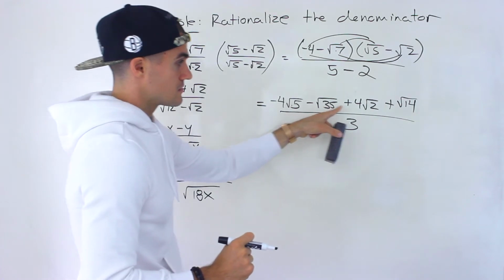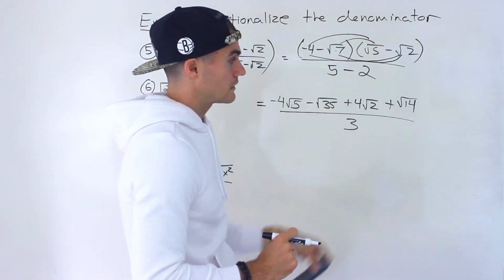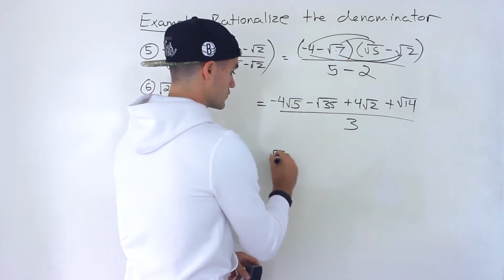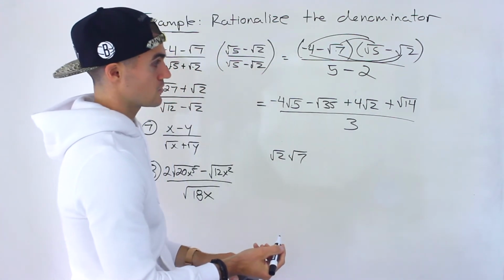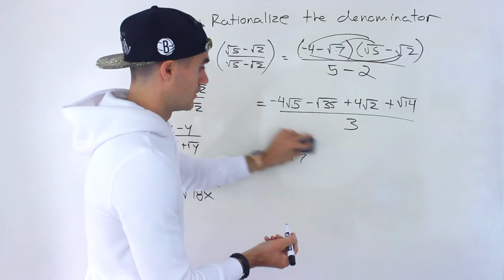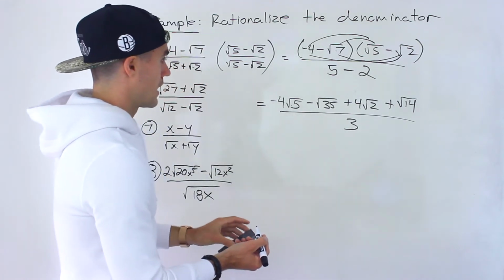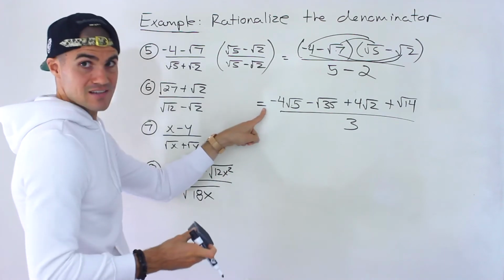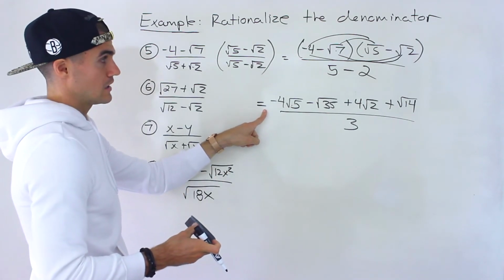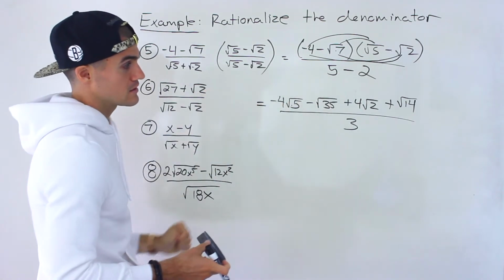Root 35 doesn't simplify. Root 2 doesn't simplify. And then root 14, like root 2 times root 7, none of those are rootable numbers there. So that doesn't simplify any further. And so as ugly as a final answer it is, this is the final answer. Okay, nothing simplifies here any further.